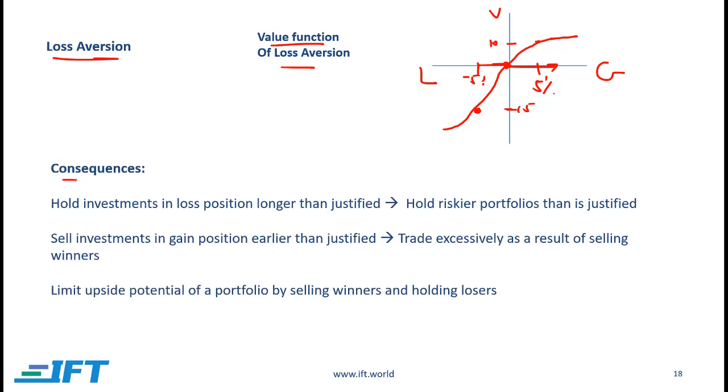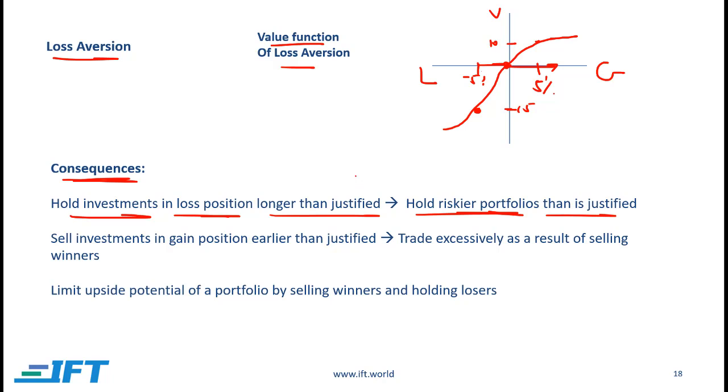Now let's look at the consequences of loss aversion. One consequence is that people with this particular bias will hold on to investments that are in a negative or in a loss position for longer than justified. And the implication is that portfolios become more risky than is justified.